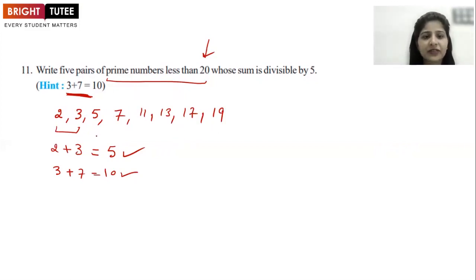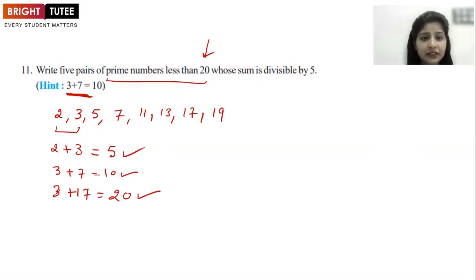2 with 11, not. So when you try 2 with other numbers, you will not get a sum which will be divisible by 5. With 3, we see 7 is working out. And with 3, if I do 11, 3 and 11 will be 14, not divisible. 3 and 13 would be 16. 3 and 17 will be 20. Yes, 3 can be written with 17. 3 and 17 is 20 and this sum would be divisible by 5. So we've got another pair.